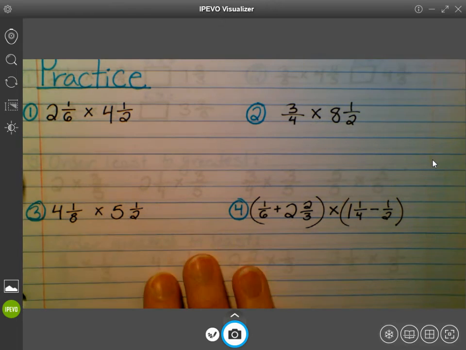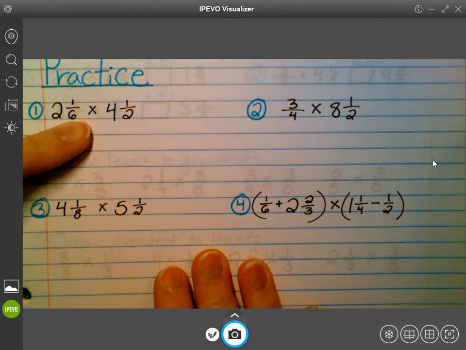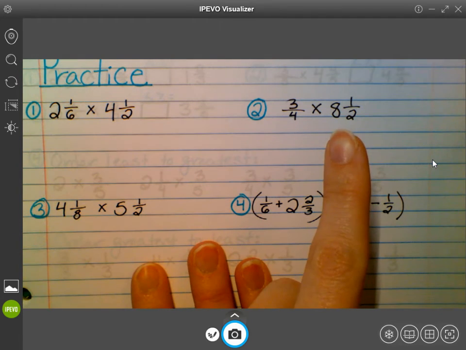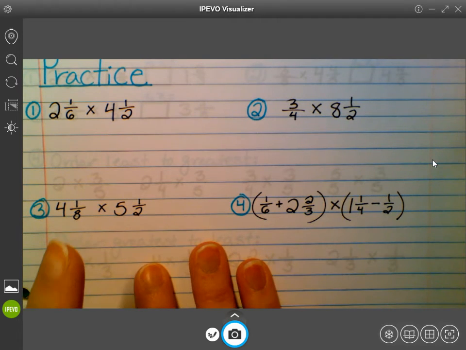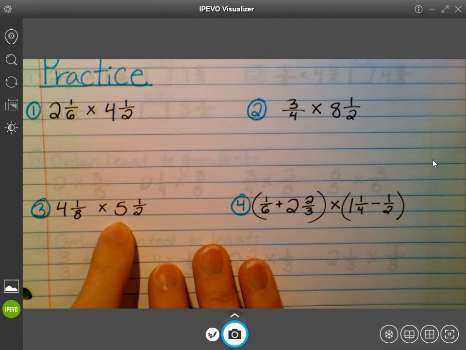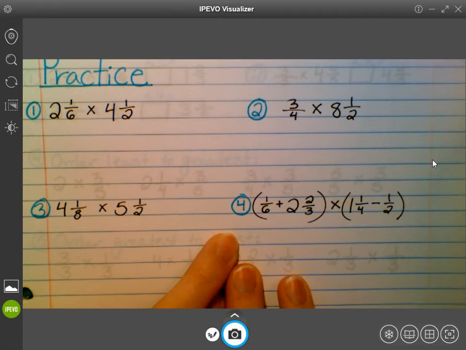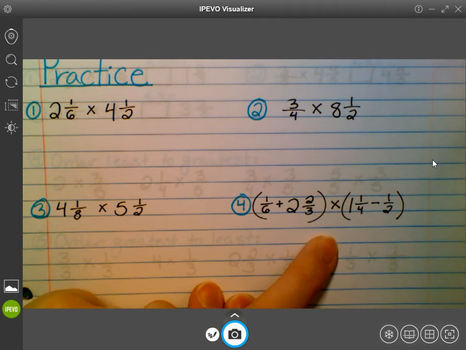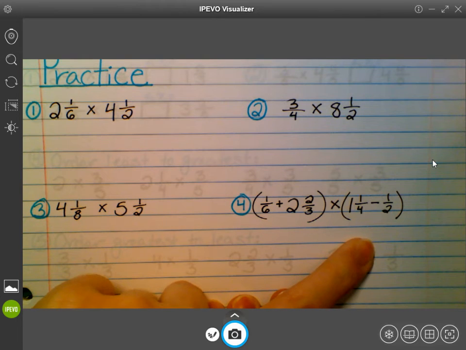So number 1 is 2 1/6 times 4 1/2. Number 2 is 3/4 times 8 1/2. Number 3 is 4 1/8 times 5 1/2. And number 4, in the first set of parentheses, we have 1/6 plus 2 2/3, times, and in the second set of parentheses, we have 1 1/4 minus 1/2.